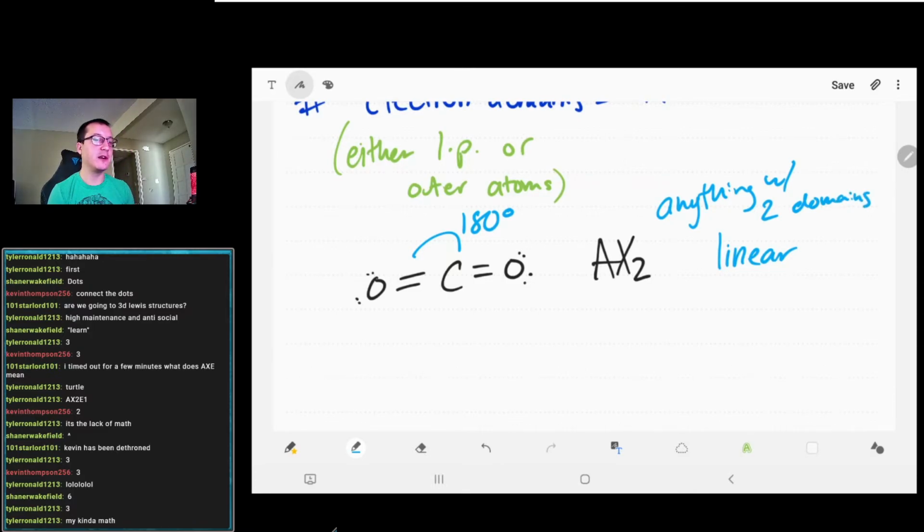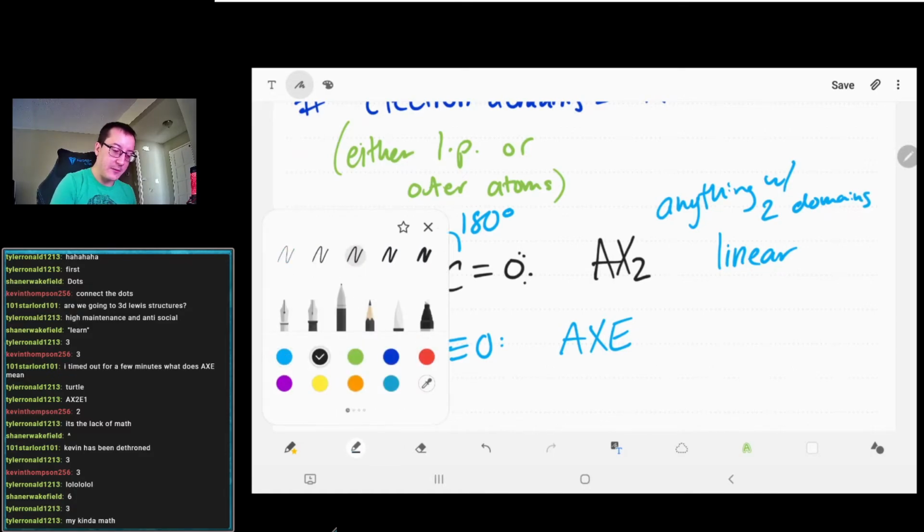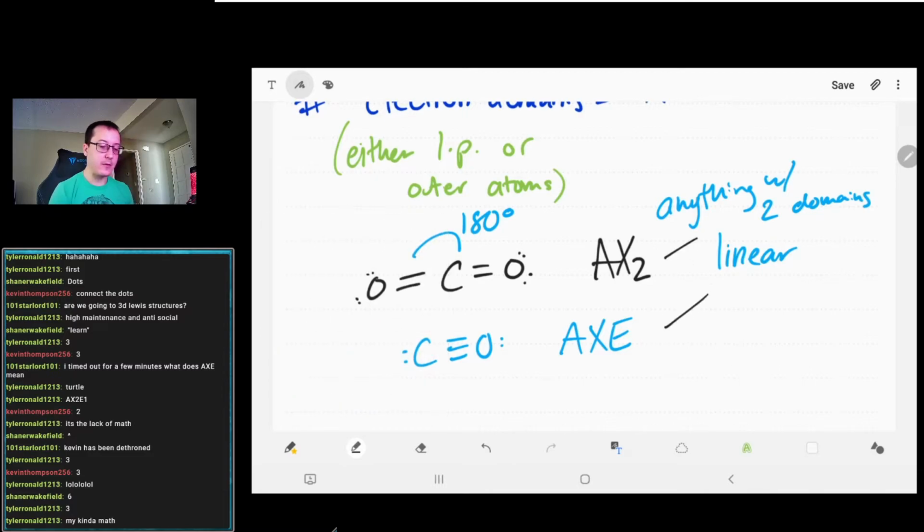Let's see, do I have other examples of that? Yeah, here's one. Carbon monoxide would also be linear. If we look at carbon, it has a lone pair on it, and it has an outer atom on it. So remember, carbon will be a central atom, and it's less electronegative. So this would also be linear. Easy shapes.